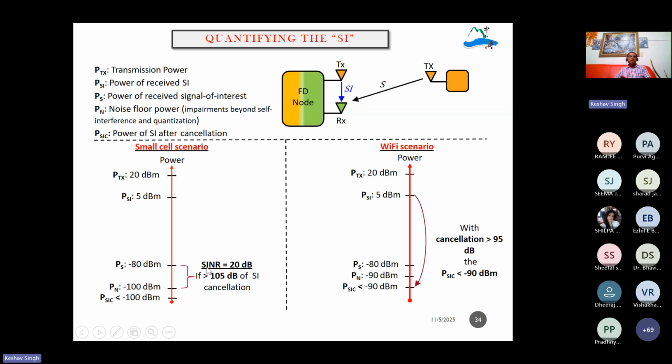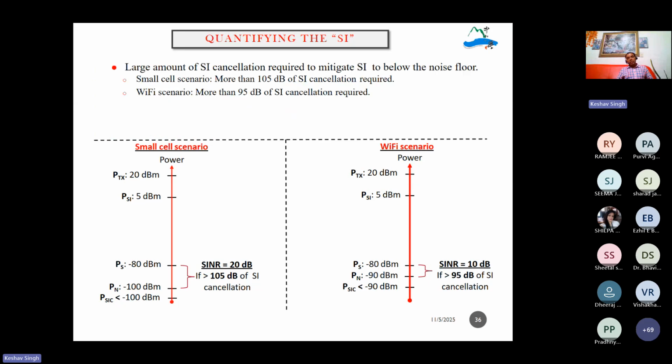So here we can see the SNR will become 20 dB, and also here the SNR will become 10 dB. Now the receiver can easily decode the transmitted signal. So this motivates us to cancel this much SI level in case of a small scale scenario or Wi-Fi scenario.